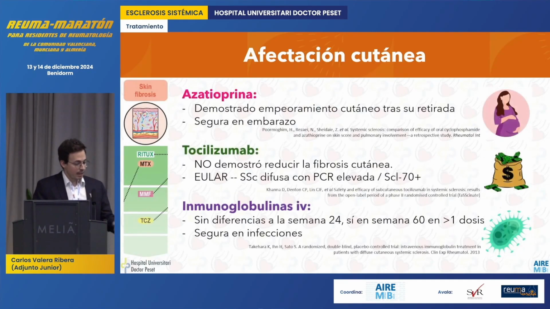But outside of the guidelines, there are indeed studies also with azathioprine, which show that when azathioprine is withdrawn, the skin condition worsens. So, in certain circumstances, such as pregnancy, it may be appropriate.